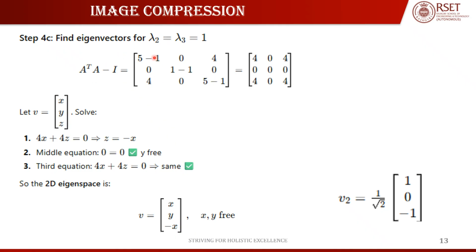So what we do is we take the second eigenvalue and find A transpose A minus I, and we have this matrix, and we multiply by xyz. Here you have 4x plus 4z is equal to 0, so x is equal to minus z. From the second equation you have nothing, and the third equation remains the same, which means y and x are free. So you choose y to be 0 and x to be 1, and if x is 1, your z will be negative of that, so you have negative 1. By dividing by the norm you normalize the second vector and you have v2.